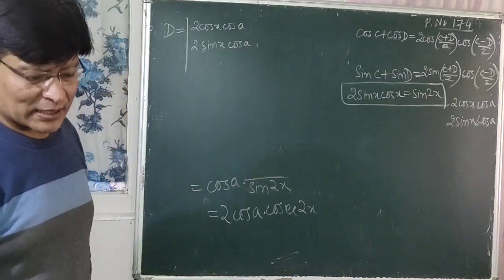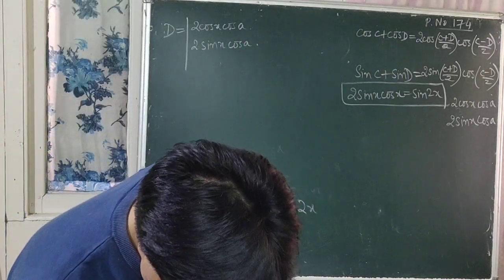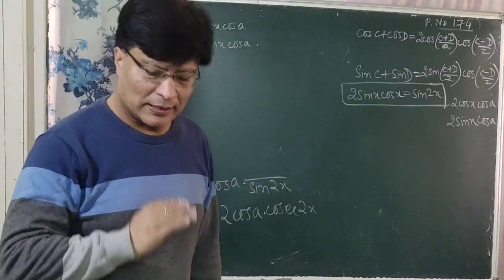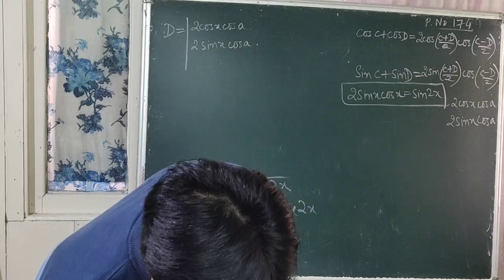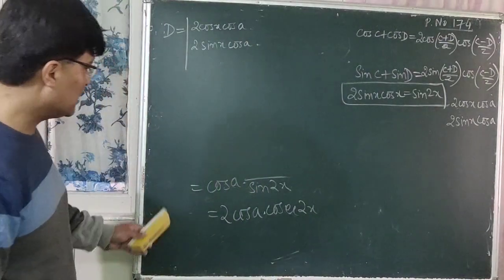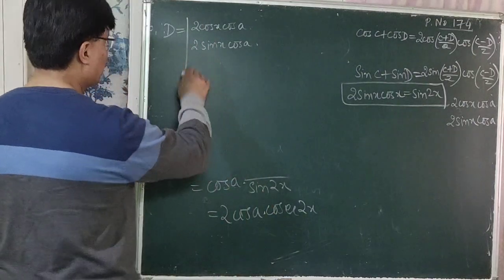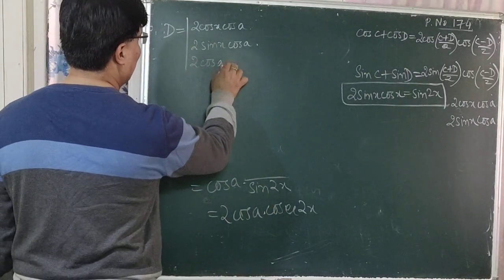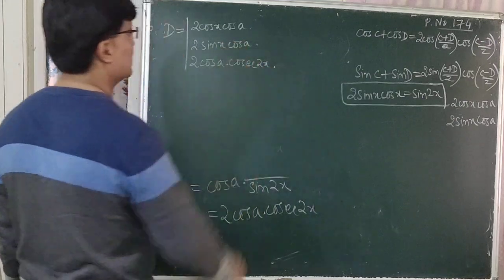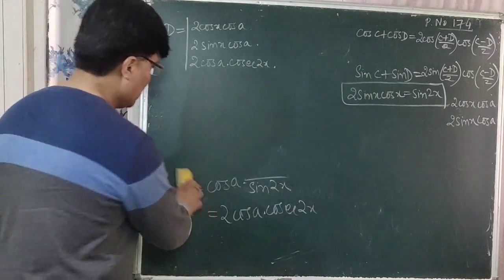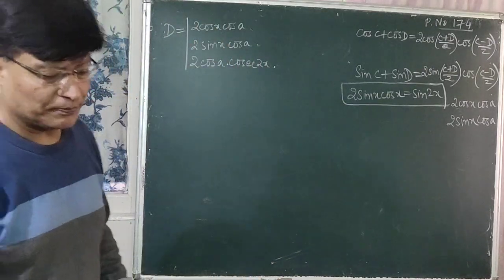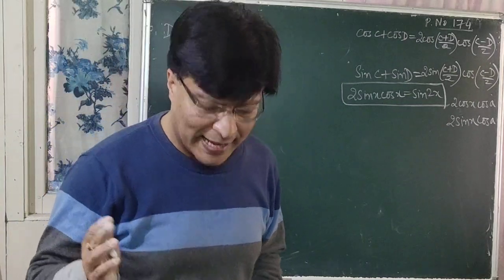And the last one was the new first column. What was the last third element? It was cos a tan x plus cos a cot x. We simplified it and got this. Here we write 2 cos a into cosec 2x. Cosec 2x. Is it clear now? Now this is the new first column. The second column and third column remain as it is.